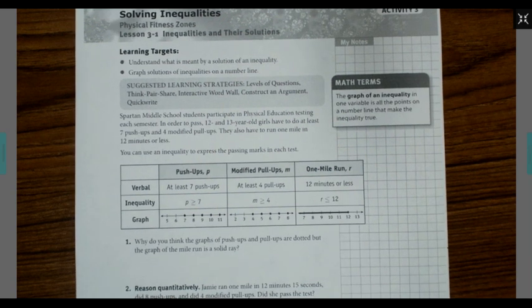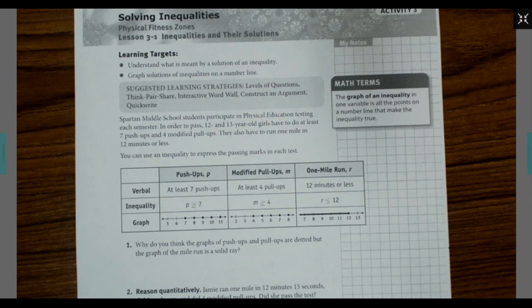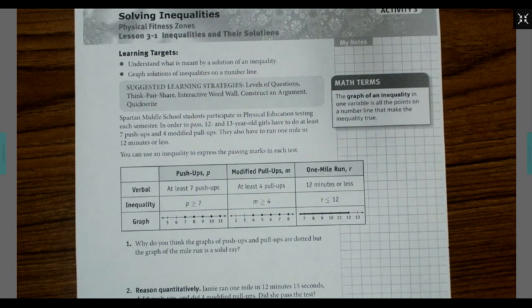It says, Spartan Middle School students participate in physical education testing each semester. In order to pass, 12 and 13-year-old girls have to do at least 7 push-ups and 4 modified pull-ups. They also have to run 1 mile in 12 minutes or less. You can use an inequality to express the passing marks in each test.